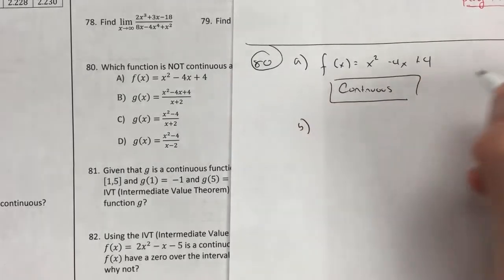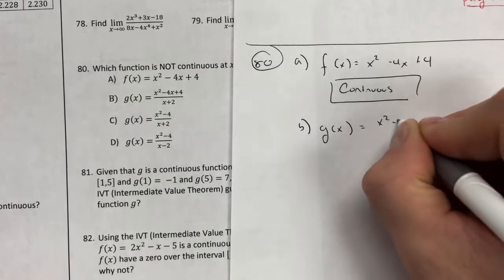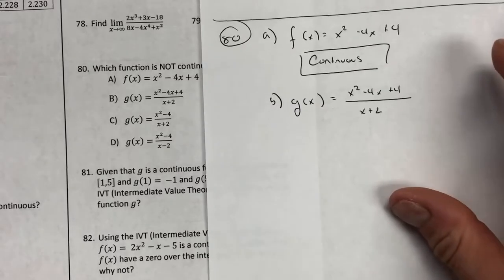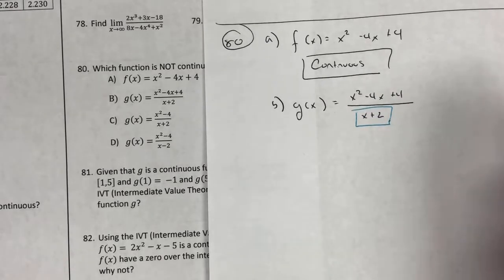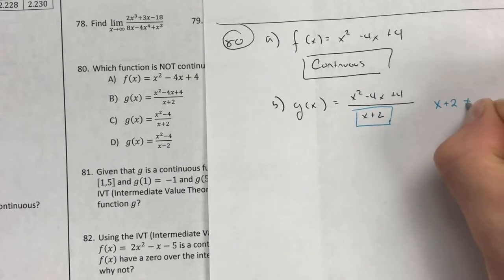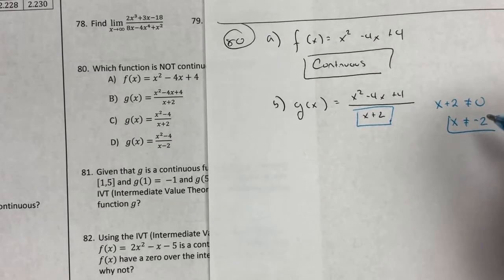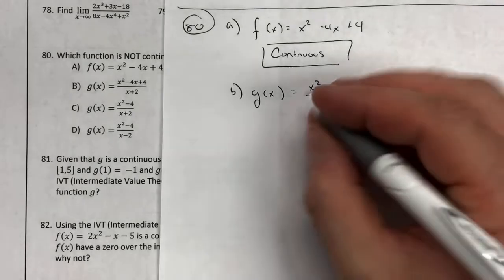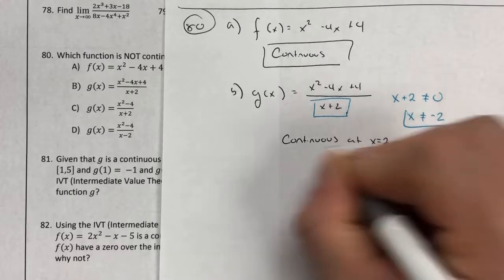If we look at B, x squared minus 4x plus 4 all over x plus 2. And we're checking at x equals positive 2. There's a chance, because I have my denominator, I'm dividing by something, so there's a chance that I can't plug in a value. So I'm going to try this out and say x plus 2 cannot be 0. X cannot be negative 2. That's okay. The positive 2 is what we're checking for. As long as it's continuous at positive 2, we're happy. So this is continuous at x equals 2.